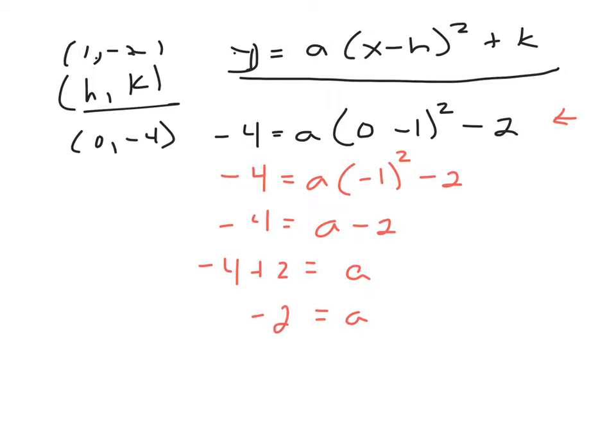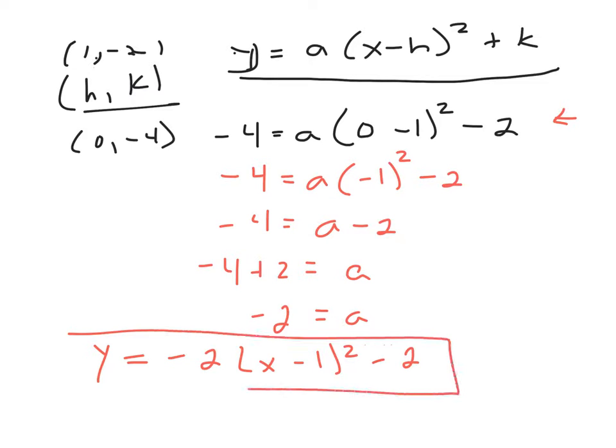And my final equation is going to be y = -2(x - 1) squared, subtract 2. And where in your equation you had the 6, I think that is what messed you up.